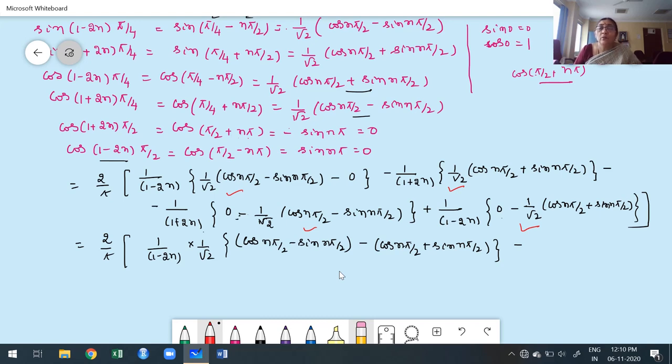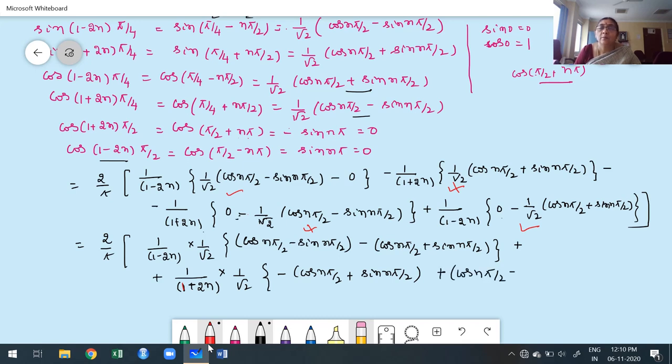This is minus. Only I'm going to take the common factor, plus 1 by 1 plus 2n. Better I take some different notation. Observe the cross term. You take the common factor 1 by root 2 into 1 by 1 plus 2n. It's common. Write the remaining term. What's the remaining? Minus of cos of n pi by 2 plus sine of n pi by 2. Now, minus into minus, what happened? Plus cos of n pi by 2 minus sine of n pi by 2. Please observe carefully. Must and should I do this very carefully, for this minus, minus into minus plus.